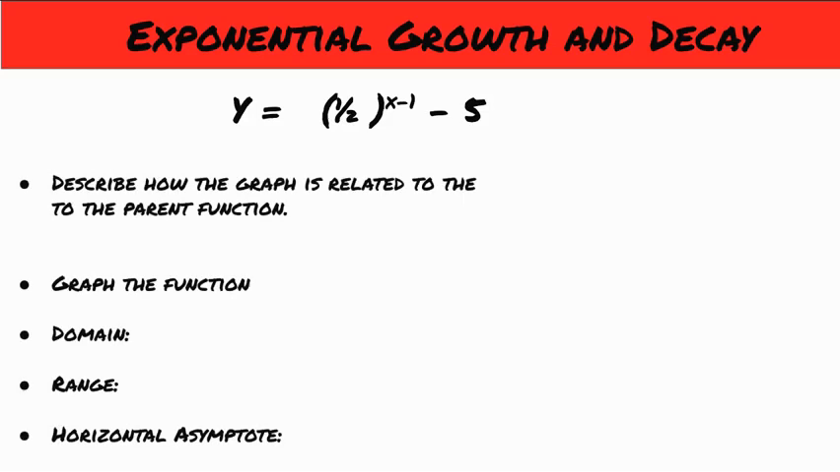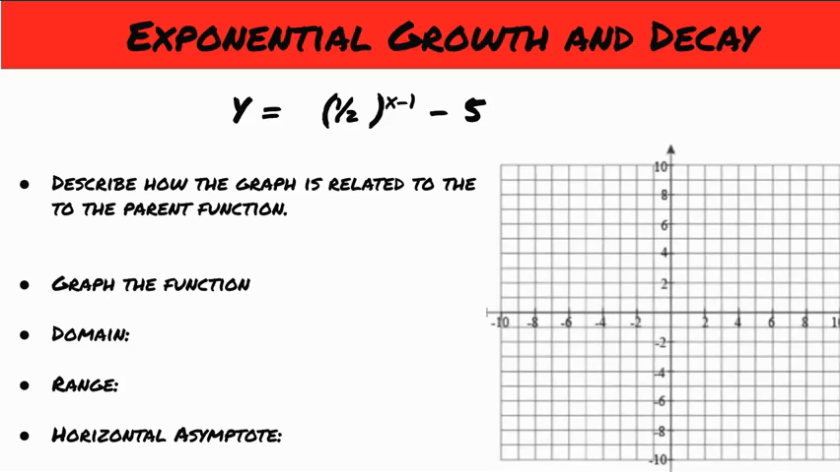What will you be asked? Describe how the graph is related to the parent function. It's going to be shifted 1 right and 5 down. It won't flip over the x-axis or have a flip because there's no negative in front of those parentheses. We'll be graphing it in a little bit.